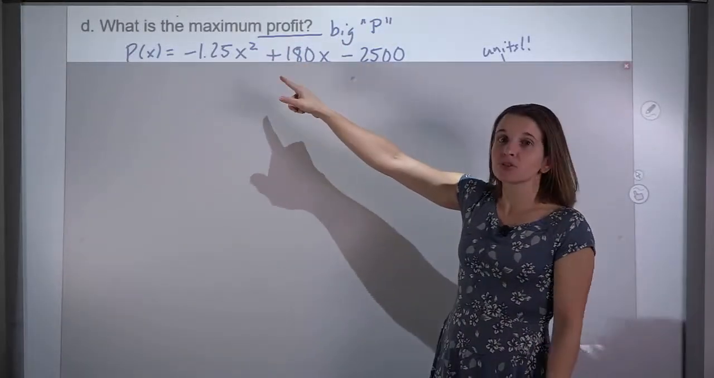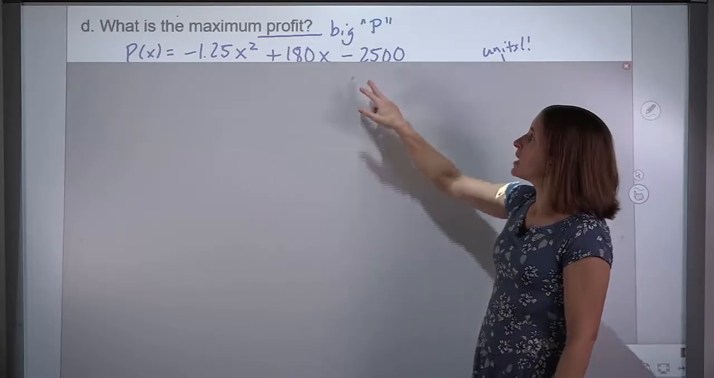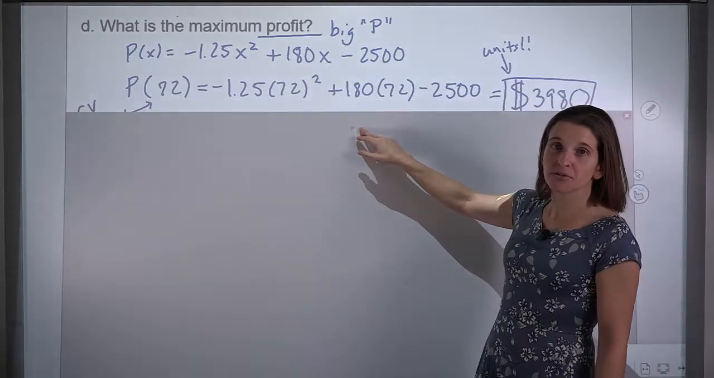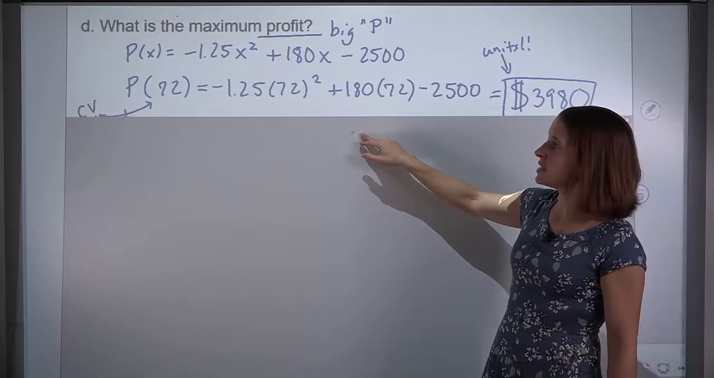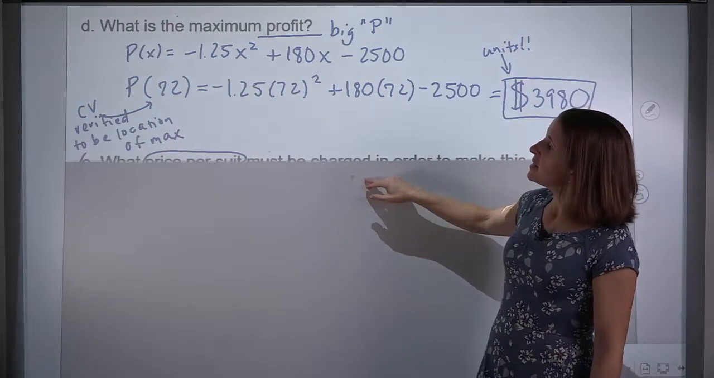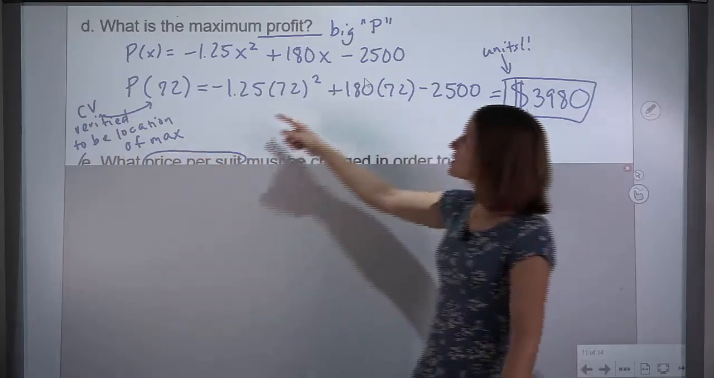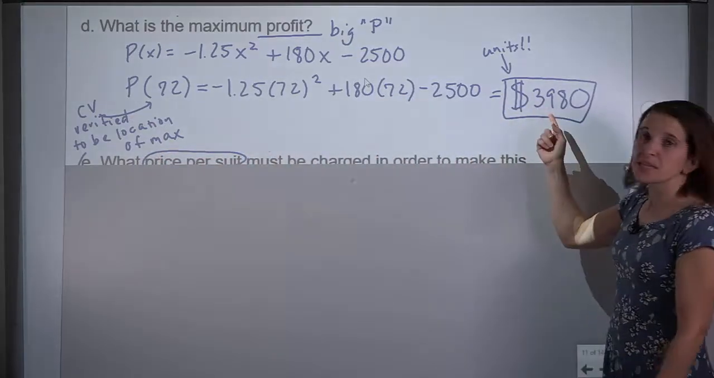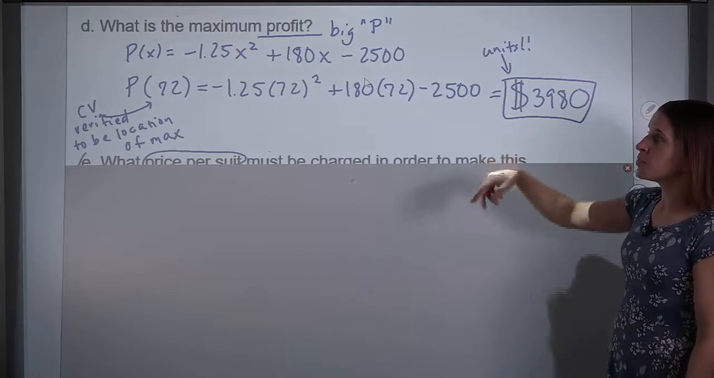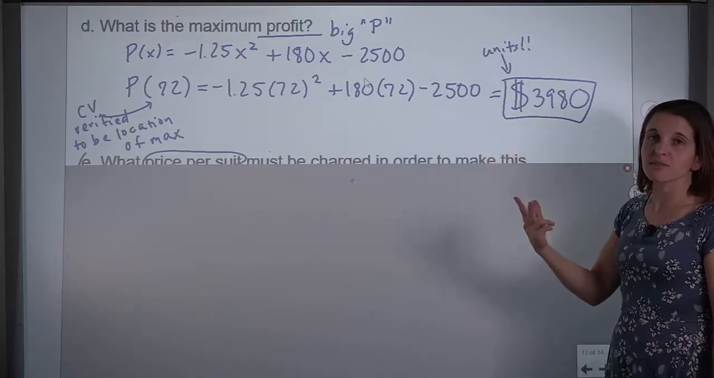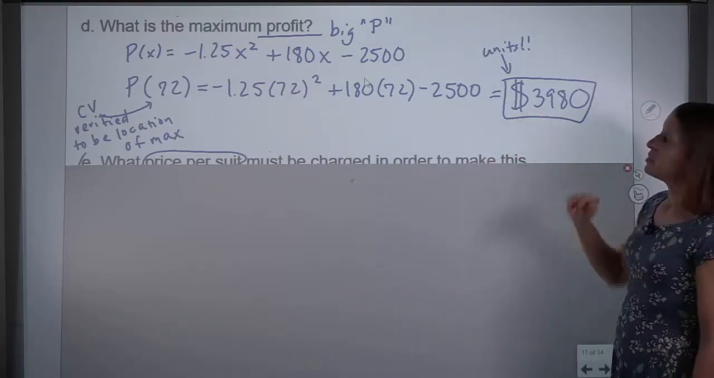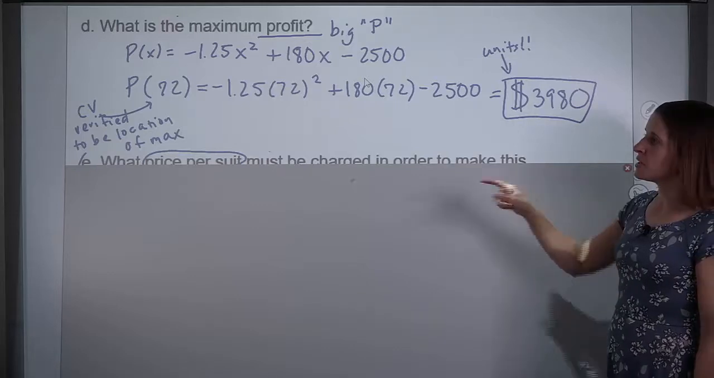So here's my original profit function, and I'm going to evaluate it at my critical value that we already verified results in a maximum. And so I'm plugging in the critical value that we verified to be the location of a max, and I get 3,980. Now remember, the output of a profit function, a revenue, a cost function is money. And so that would be dollars, and we should be able to appropriately label that.